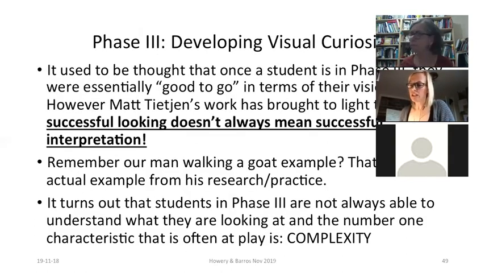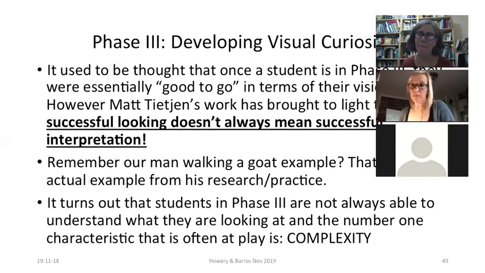In phase three, so 7+, now the student is developing visual curiosity. It used to be such that once a student was in phase three, they were kind of good to go. They're using their vision. They're showing visual curiosity. My job here is done. Matt Teigen's work that we've been referencing brought to the forefront that just because they're looking at something doesn't mean they're accurately interpreting. That's the man and the goat.